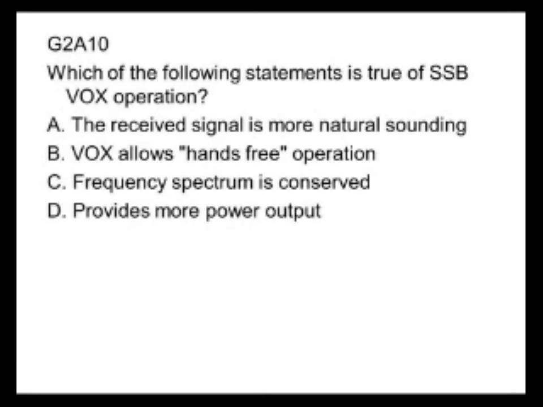Which of the following statements is true of single sideband Vox operation? Vox is shorthand for voice operation. What happens with Vox operation is your transceiver sits there receiving, and then when you speak, it changes to transmit. So it allows hands-free operation. I personally don't like Vox because you can have room noise or outside noise or something like that trip your transmitter, or you could say something that should not go on the air, but it will.